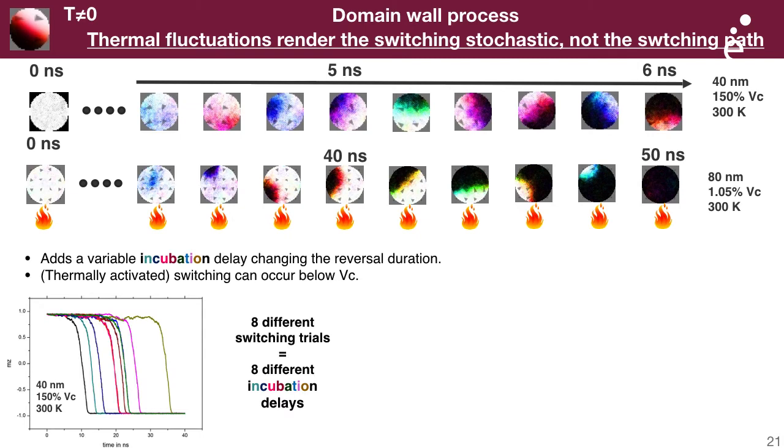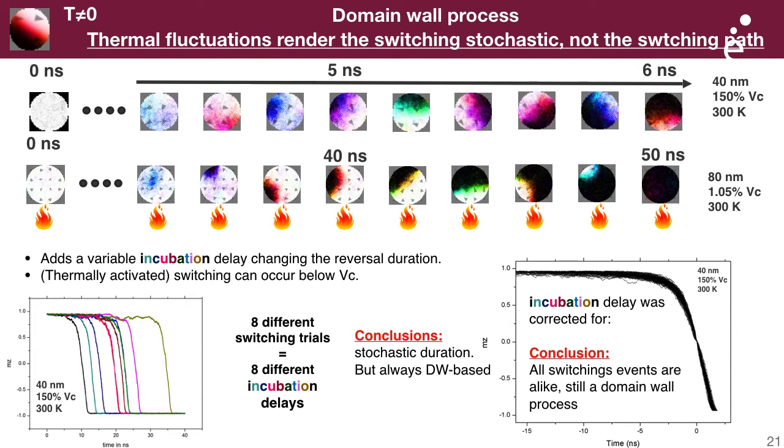So the way the magnetization reverses does not change, but there is a stochasticity. So each switching event will take a different time. So these are eight different simulations at room temperature, and you see that the time it takes for the magnetization to switch varies. But if you group all the curves together, you see that what varies is the initial delay before the magnetization switches, but it seems to always switch about the same way using a domain wall process.